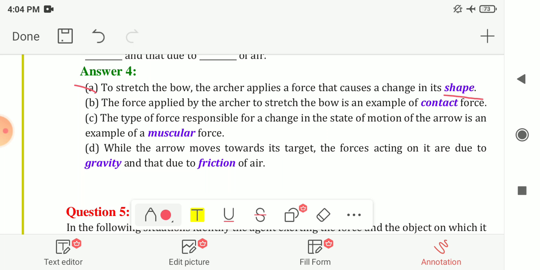So here your answer is shape. By stretching the bow, we are changing the shape of the bow.